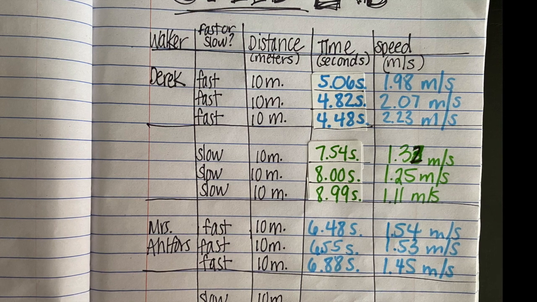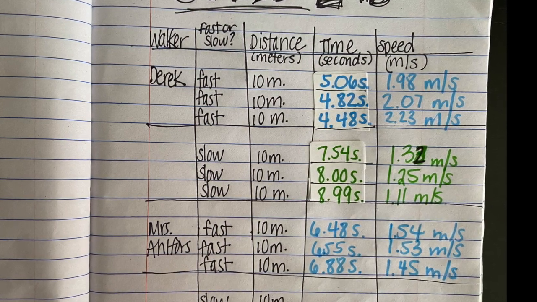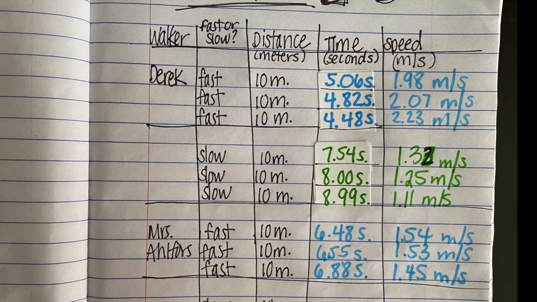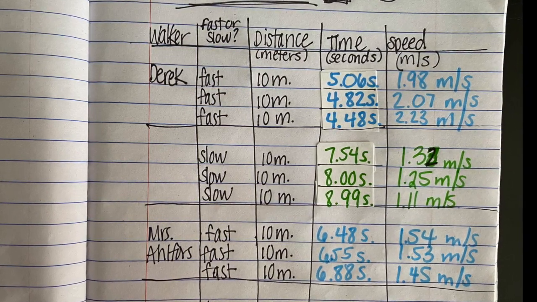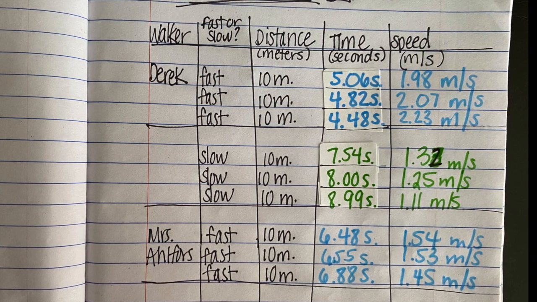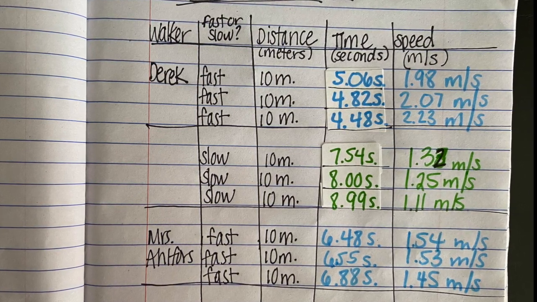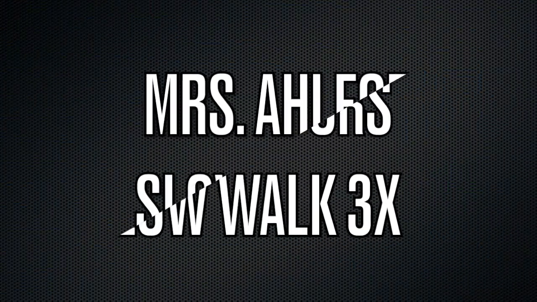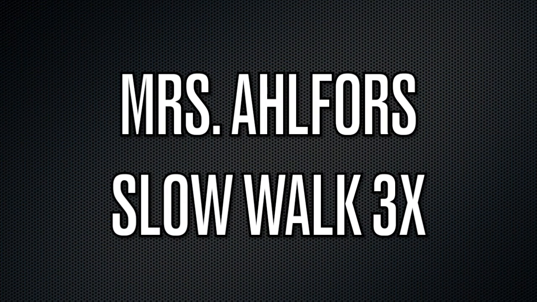All right, so I used the calculator and found the speed for each one of my trials. I have 1.54 meters per second for the first trial, 1.53 meters per second for the second trial, and 1.45 meters per second for the third trial. Now we're going to go ahead and see what my speed is for the slow walk.